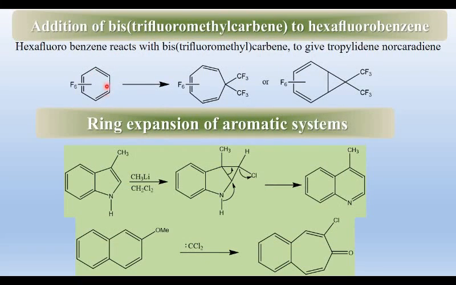Next, the addition of bis(trifluoromethyl)carbene to hexafluorobenzene. It is hexafluorobenzene. A bis(trifluoromethyl)carbene is attached here to form a cyclopropane derivative. It is rearranged or expanded to this form. Here are some other examples of ring expansion. The main motive behind the ring expansion is to relieve the strain which a cyclopropane ring has.